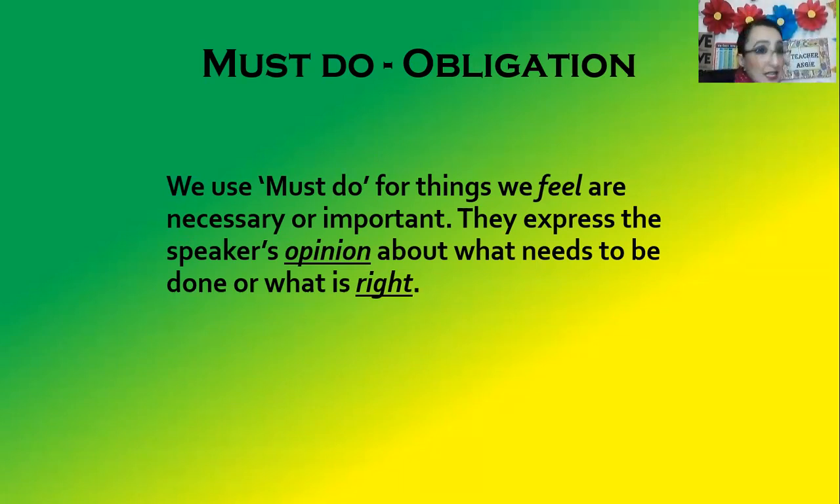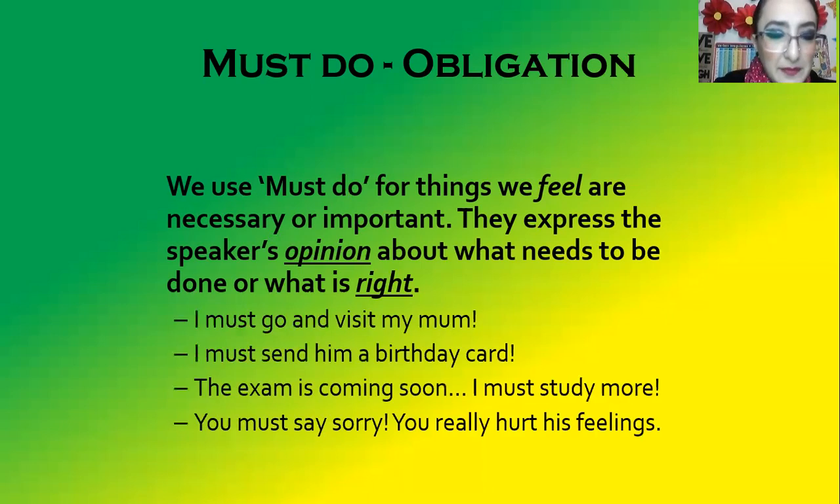Por eso el must lo utilizas más para cosas personales de que debo llamar a mi abuelita, debo visitar a mis papás. Porque sale de ti, de tu corazón, es tu obligación como personal, ¿no? Es una regla propia que tú tienes. Y el have to, si yo dijera, I have to see my parents, tengo que ver a mis papás, me están obligando, no sale de mí, ¿no?